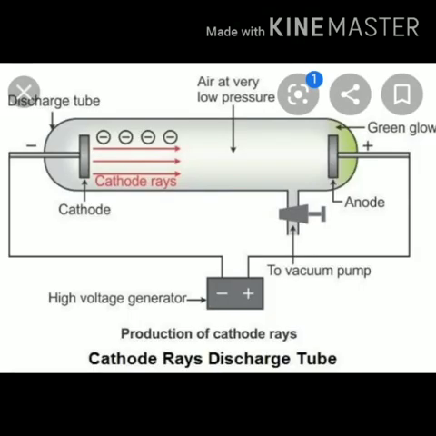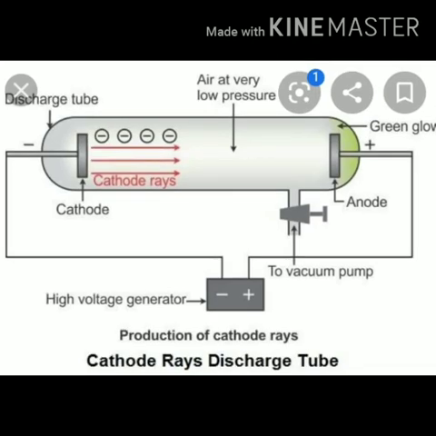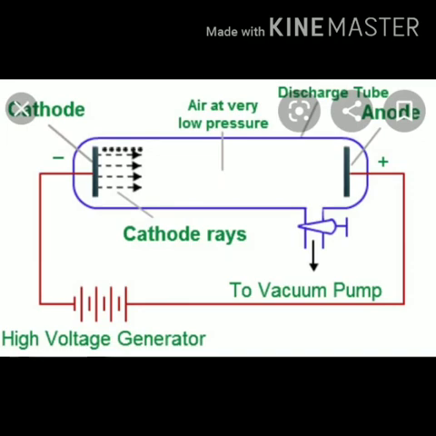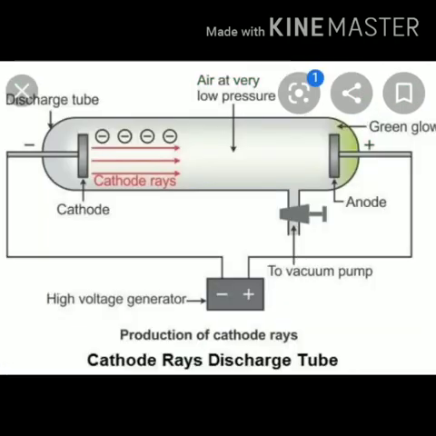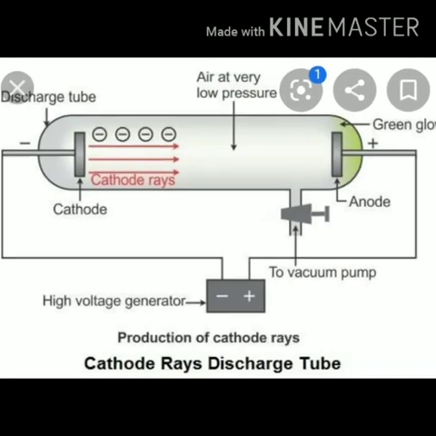Today in class 8 chemistry we will see the discovery of electrons. The electron was the first subatomic particle to be discovered, in 1897. The British scientist J.J. Thomson discovered the negatively charged particle known as the electron through the cathode ray discharge tube experiment, and received the Nobel Prize for that purpose.